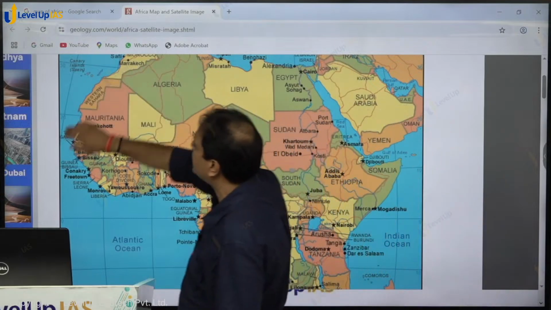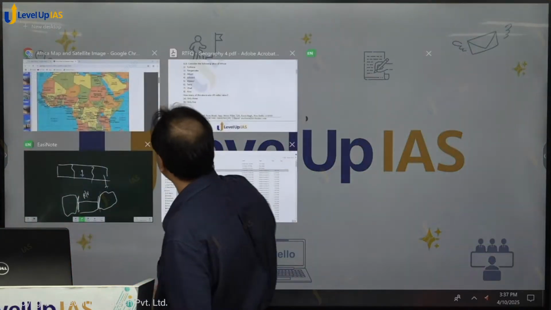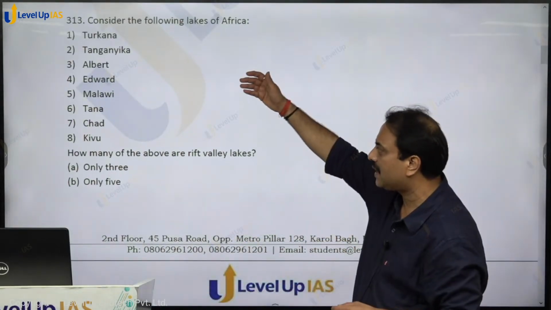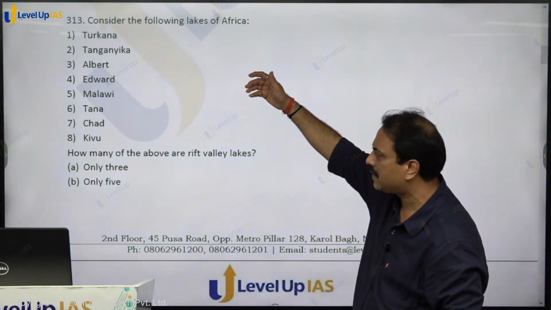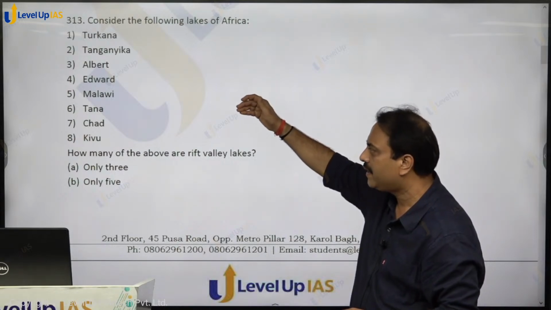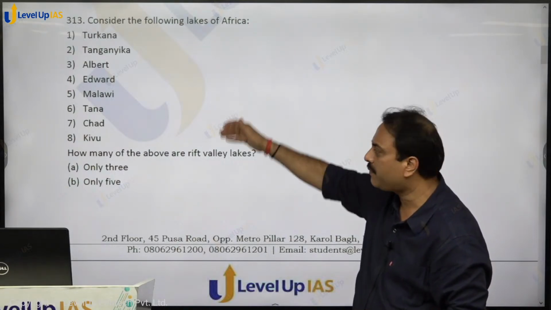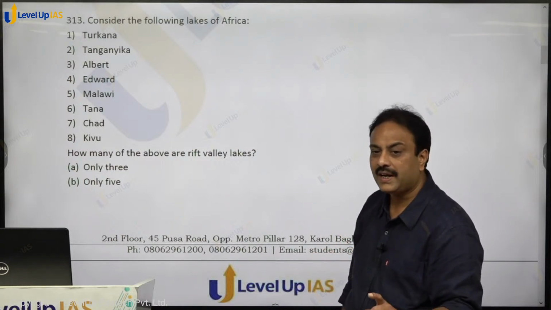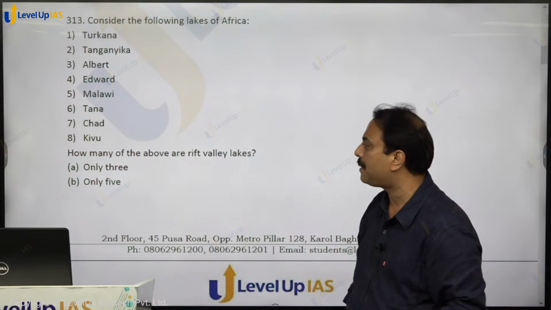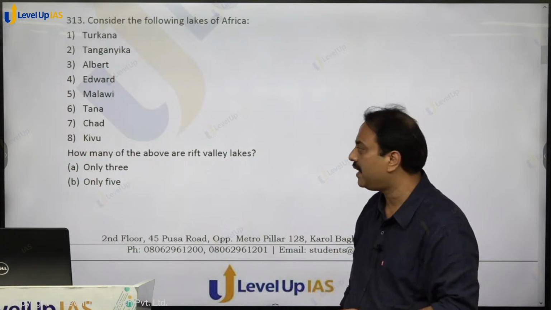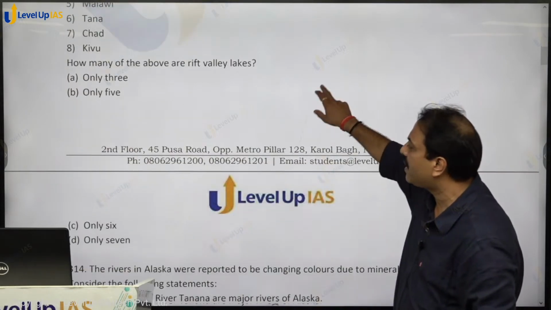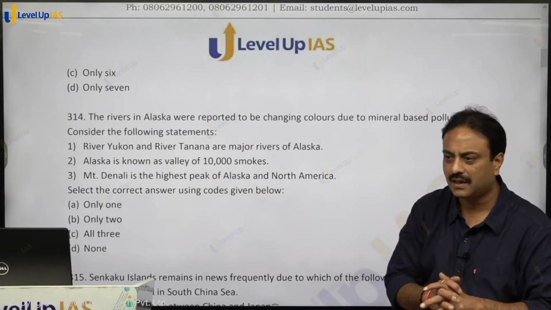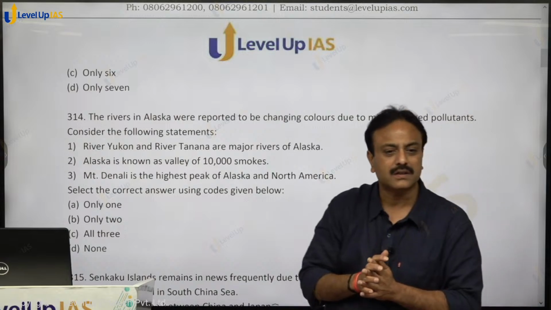However, the lakes that we were discussing are Rift Valley lakes. So Turkana, Tanganyika, Edward, Malawi, 1 to 5, all Rift Valley. Tana and Chad are not Rift Valley lakes. Tana is a caldera lake, Chad is a playa. Kivu is again a Rift Valley lake. So how many of the above are Rift Valley lakes? Only 6. Option C, C for cat, shall be the right answer. Are you getting that?